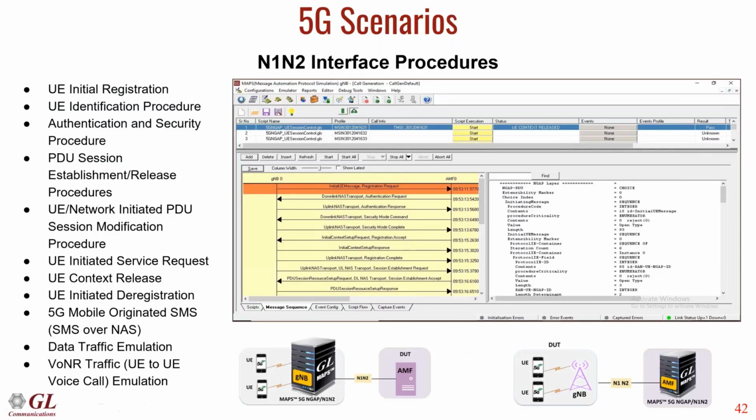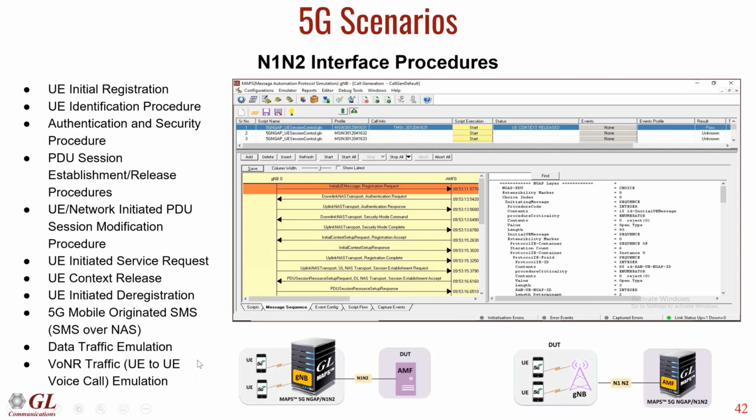So from this slide onwards, we will be discussing the 5G scenarios we support across each interface. In this slide, we are showing the N1 N2 interface procedures. Here we can simulate UE registration, deregistration, identification, authentication, security, PDU session establishment, UE-initiated service request, context releases, 5G MO SMS, data traffic emulation, and VoNR traffic. So we have just listed the main features.